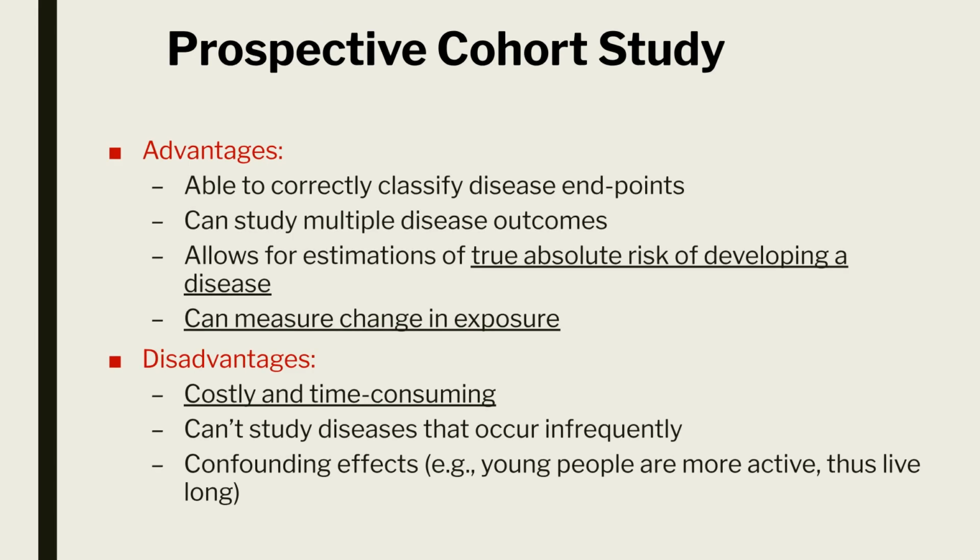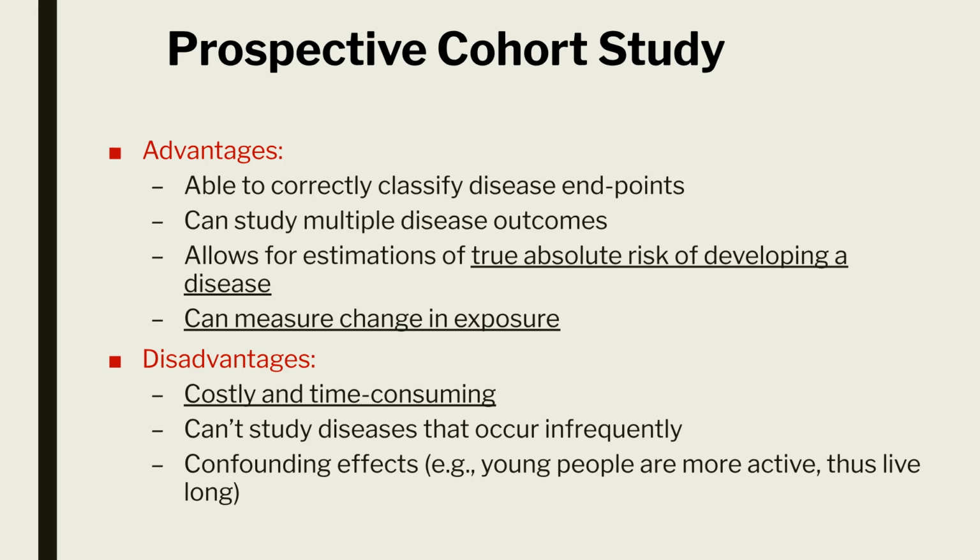Compared to cross-sectional studies, cohort studies provide stronger evidence for causal relationships because they establish temporal order. Exposure comes before disease. However, they still cannot confirm causality as strongly as randomized controlled trials. One advantage is that cohort studies can examine multiple disease outcomes from a single exposure, unlike randomized controlled trials, which usually focus on one primary outcome. On the downside, cohort studies are time-consuming and expensive because they follow participants over long periods. They are also less efficient for studying rare diseases, since few cases may occur during the study period.